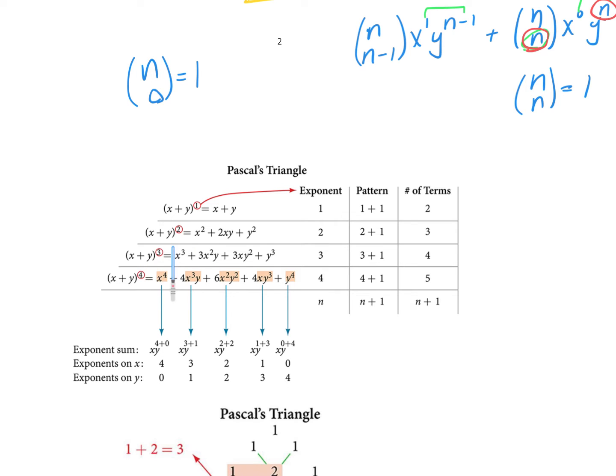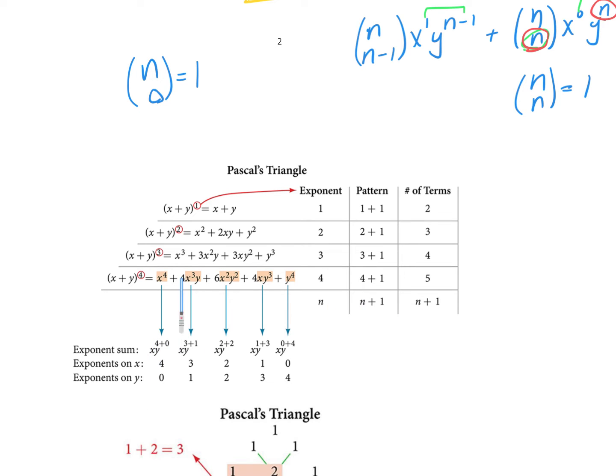So x to the third, exponent is 3, 3 plus 1 is 4, I expect 4 terms when I get done simplifying. To the fourth, I expect 5 terms. Notice how the pattern is n plus 1, and in general the number of terms is going to be your power plus 1.